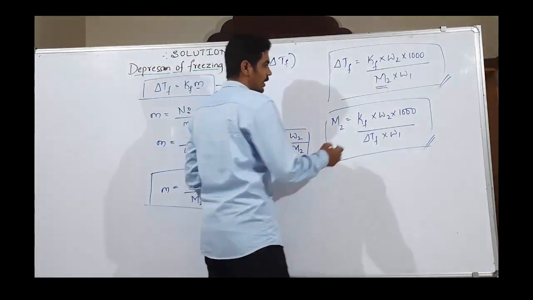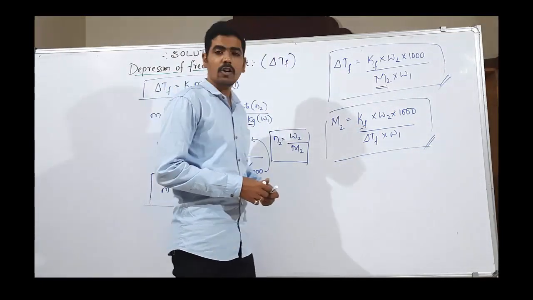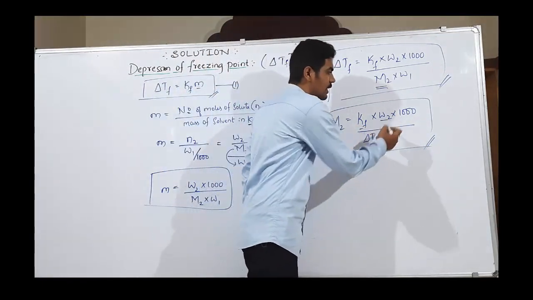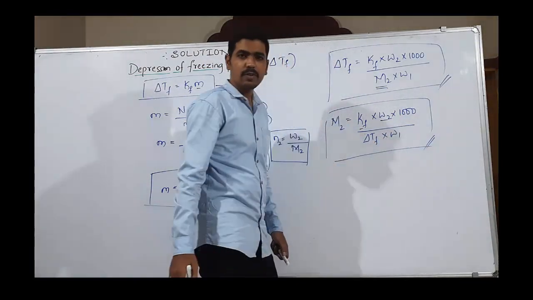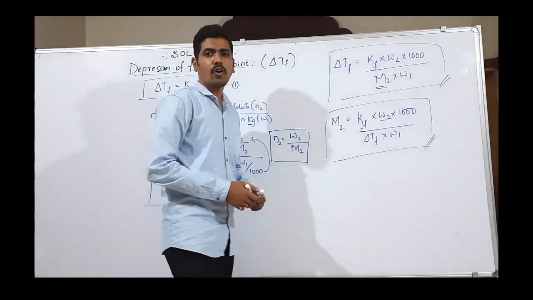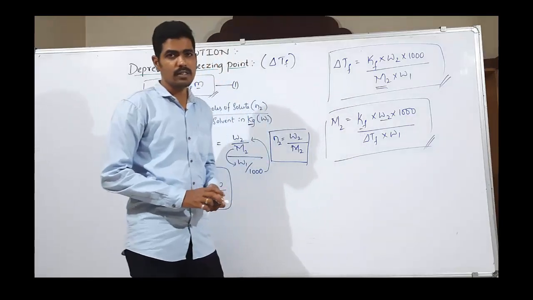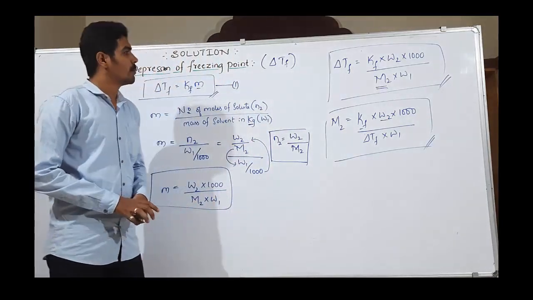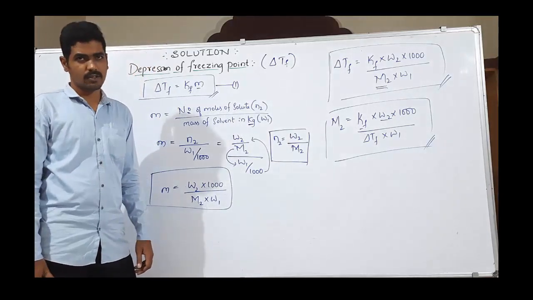And as you already know, Kf is the freezing point depression constant, W2 is the mass of solute, delta Tf is the depression of freezing point, W1 is the mass of solvent, and M2 is the molar mass of the solute. Based on this, we will solve the problems in the next video.